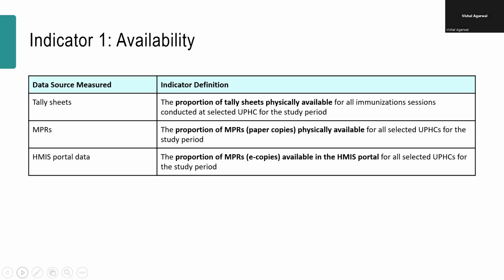So indicator 1, availability. We have reviewed availability in tally sheets, monthly progress reports, and HMIS portal data. For tally sheets, the numerator was the proportion of tally sheets physically found available for all immunization sessions conducted at the UPHC for the study period, and the denominator was the total number of sessions conducted. For the monthly progress report, we counted the paper copies physically available in the selected UPHCs. And the same for HMIS data: the number of health facilities whose data was found available in HMIS out of the total number of facilities selected. Next slide, please.